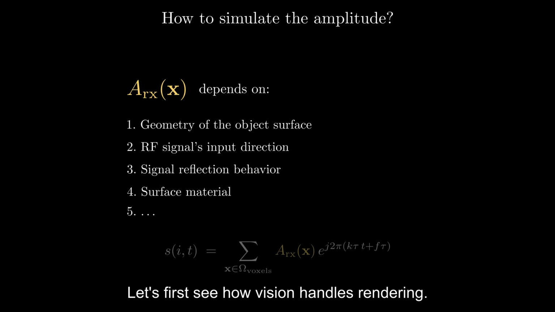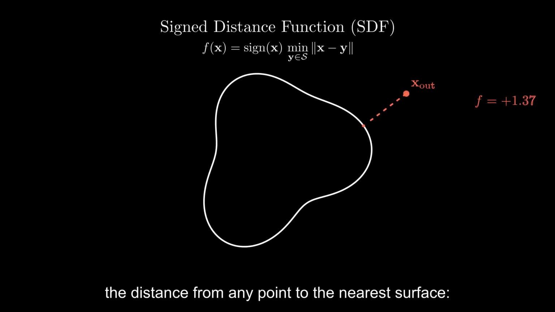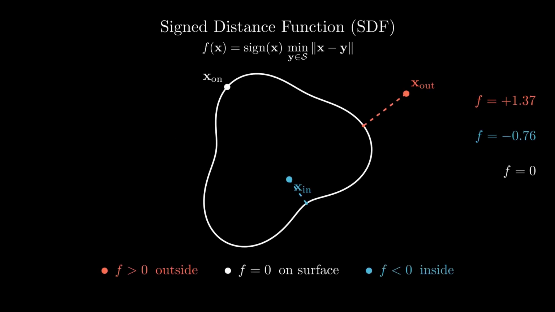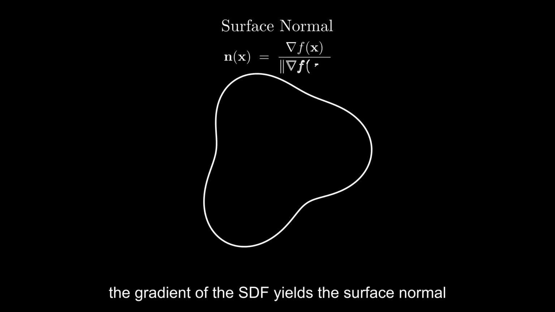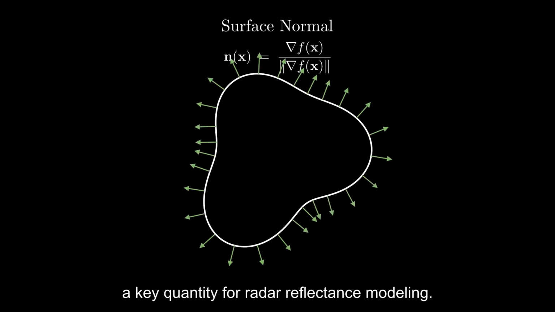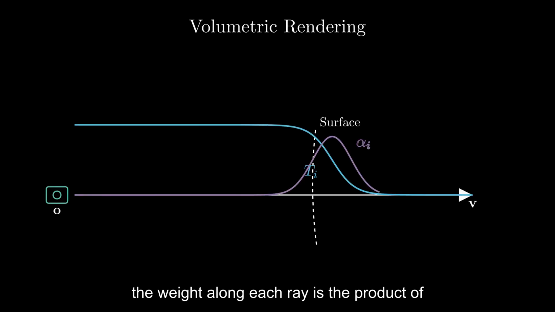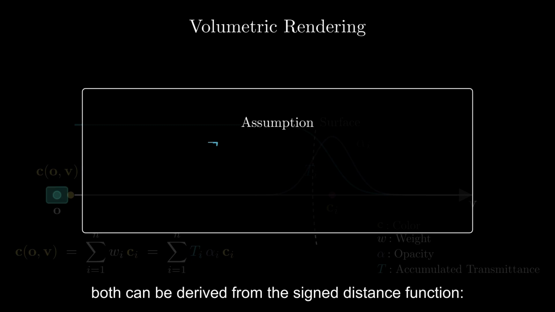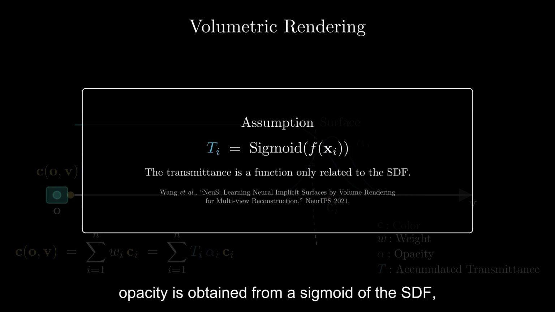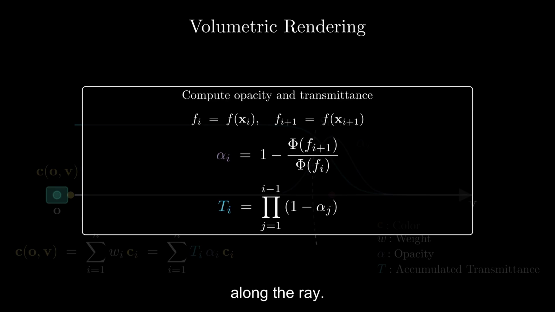Let's first see how vision handles rendering. The object's surface can be represented by a signed distance function, the distance from any point to the nearest surface, positive outside, negative inside, 0 on the surface. Moreover, the gradient of the SDF yields the surface normal at every point, a key quantity for radar reflectance modeling. In volume rendering, the weight along each ray is the product of accumulated transmittance and opacity. Following NLoS, both can be derived from the signed distance function. Opacity is obtained from a sigmoid of the SDF and transmittance accumulates from the opacities along the ray.